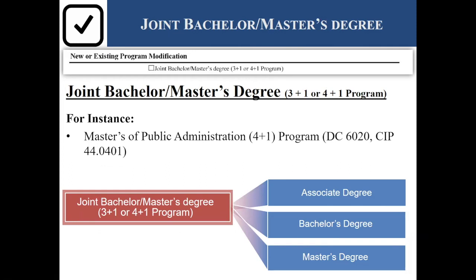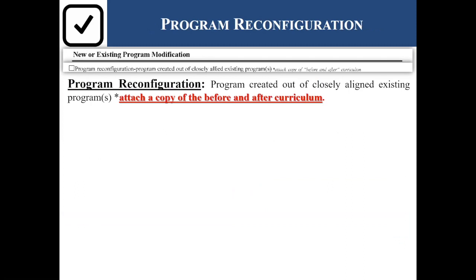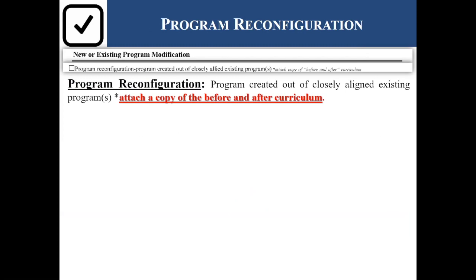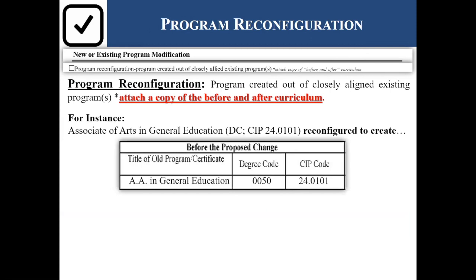So let's move on to program reconfigurations. They occur when institutions create new programs out of similarly aligned programs of study. Through program reconfigurations, institutions have the ability to increase or decrease the size of an academic program. For all reconfigurations submissions, institutions must provide us a copy of the original curriculum before the proposed changes and the revised new curriculum changes.